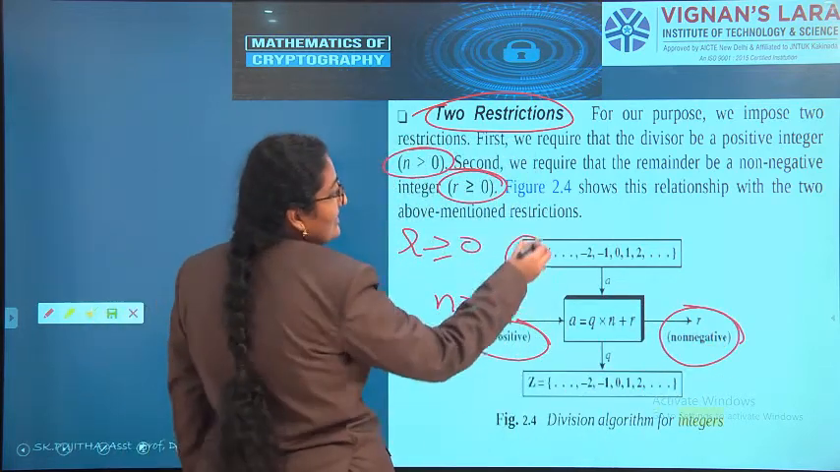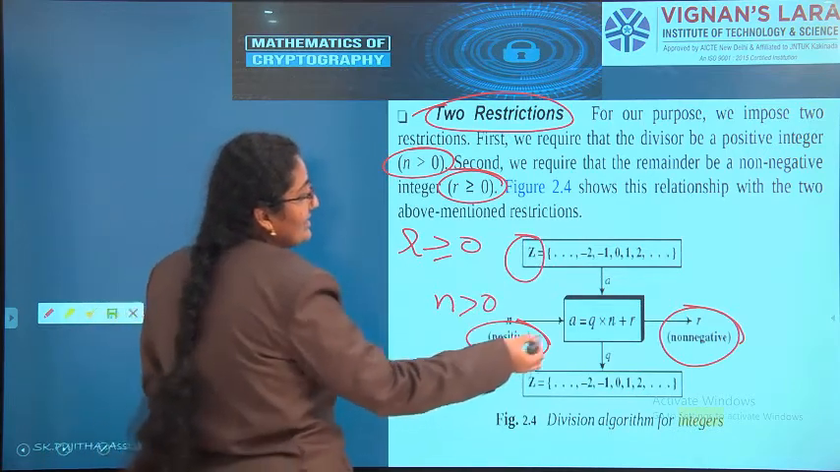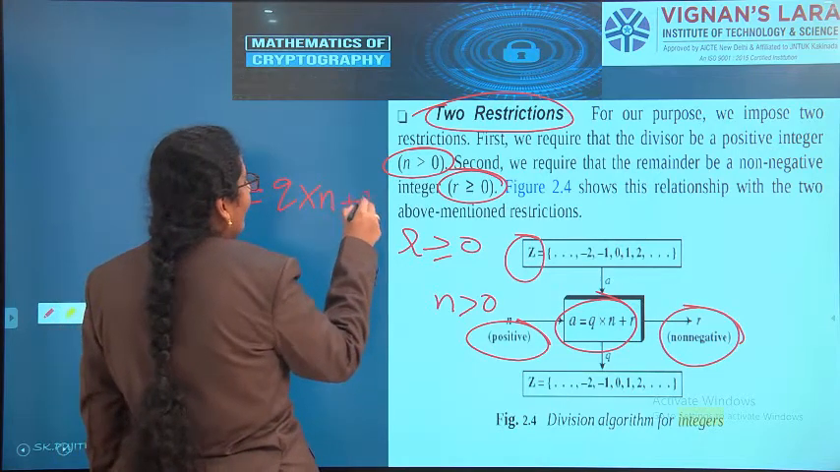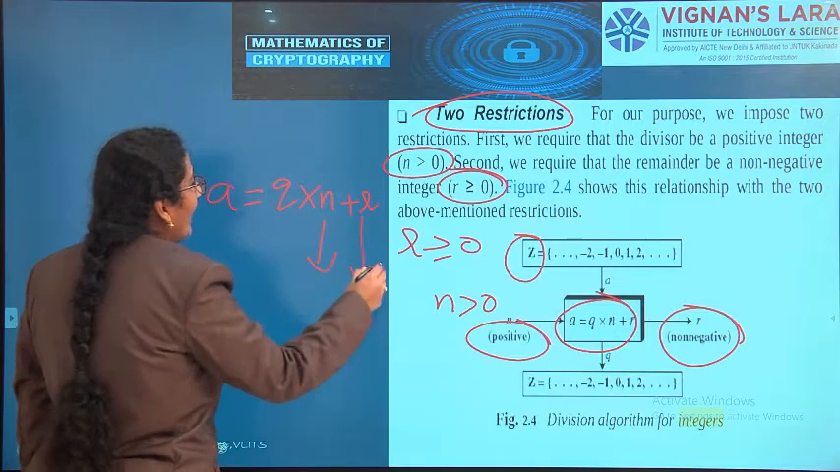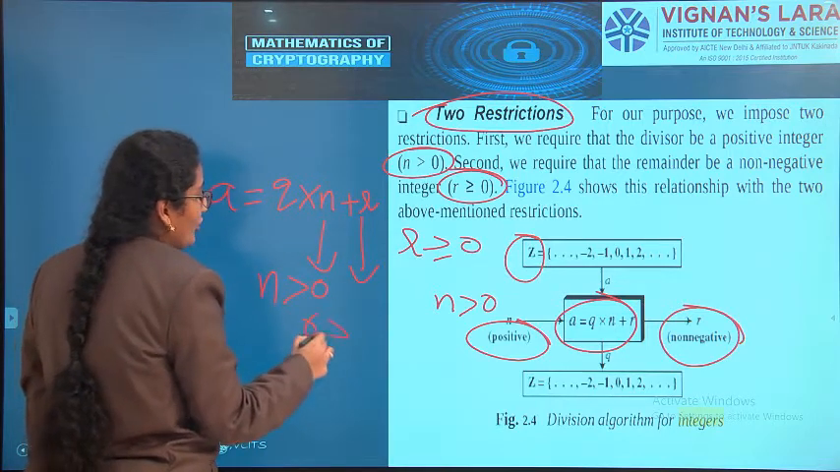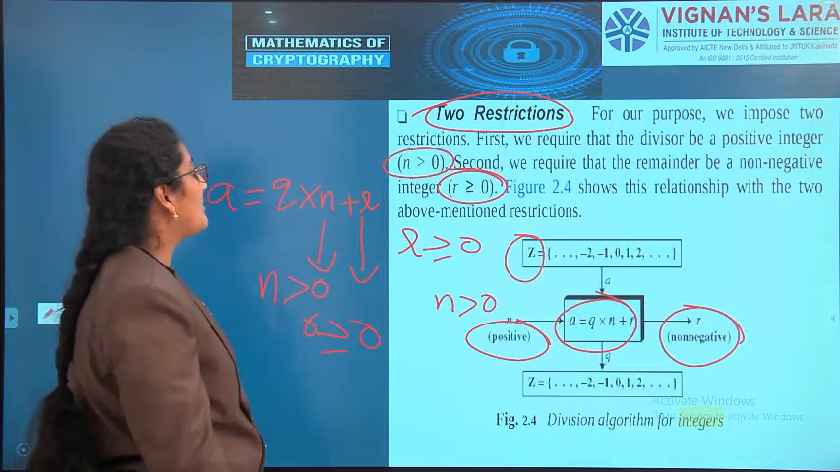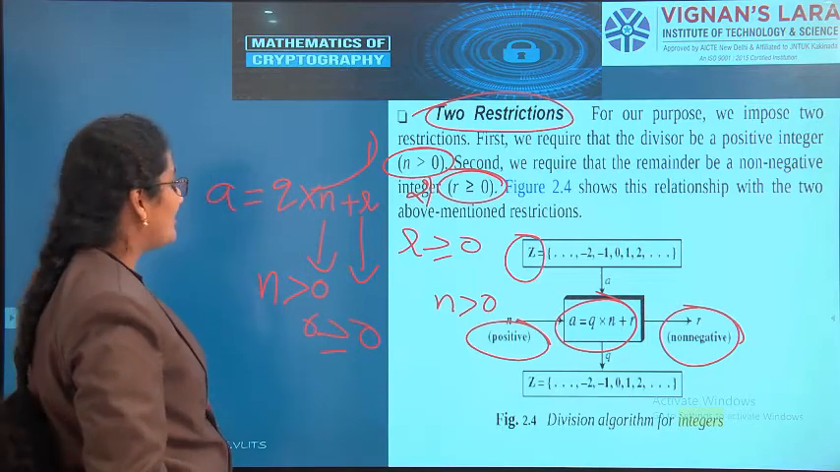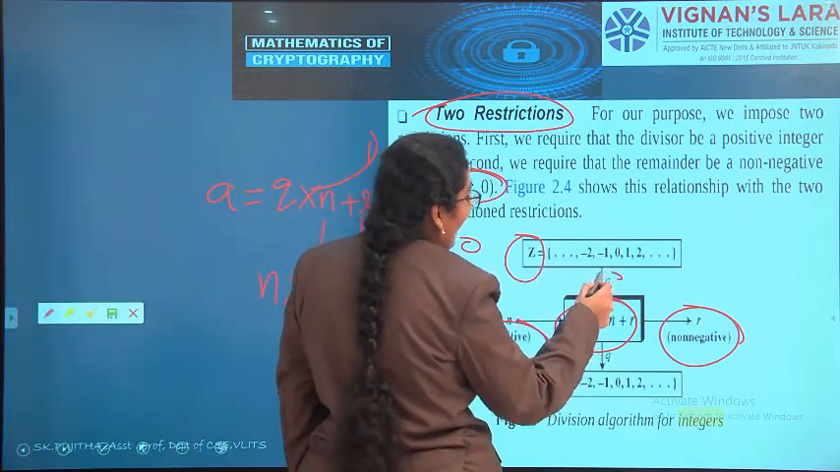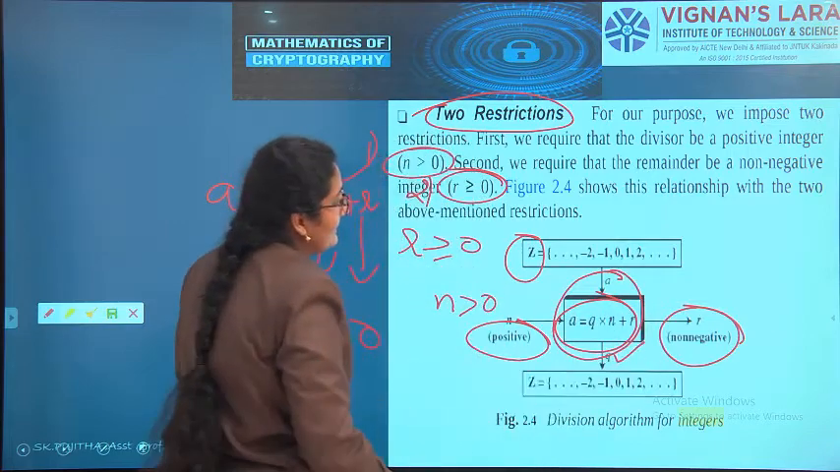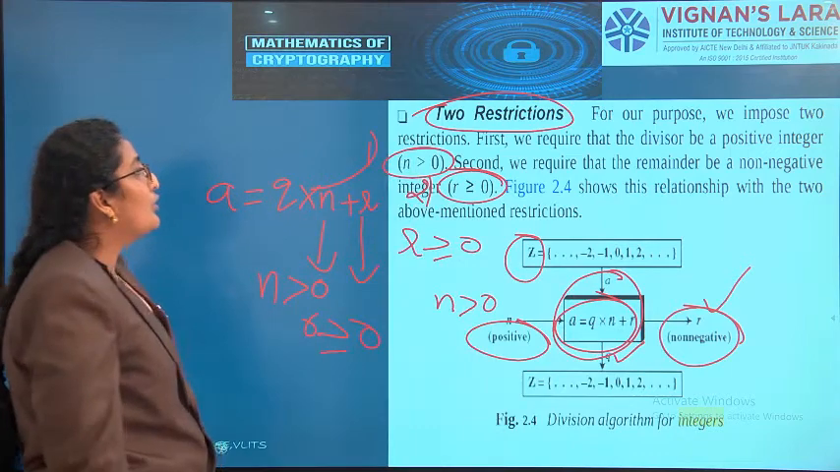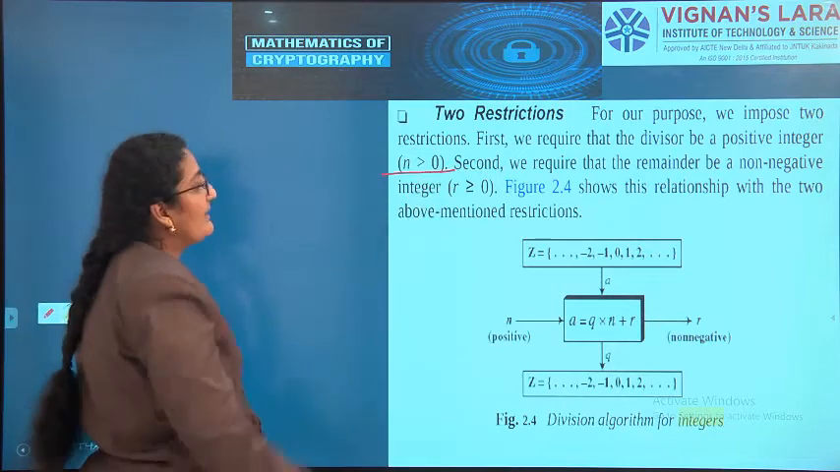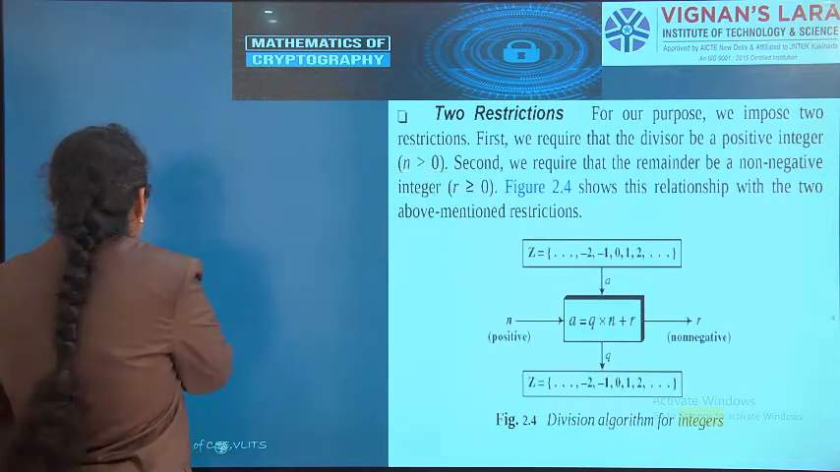So same, integers are represented with Z. We are taking integers and performing the division rule on them. The division rule is nothing but a equal to q into n plus r. Here we have some restrictions on n and r: n should be greater than 0, r should be greater than or equal to 0. These are the two restrictions. When we take integers and perform the division rule, we get quotient and remainder. So the two restrictions while performing division are n greater than 0 and r greater than or equal to 0.